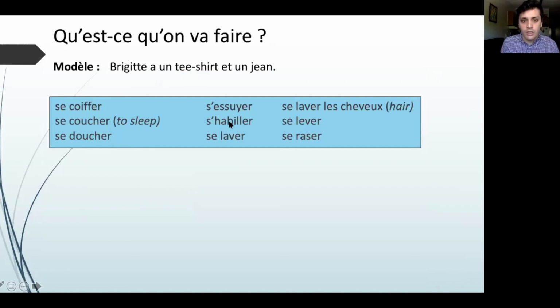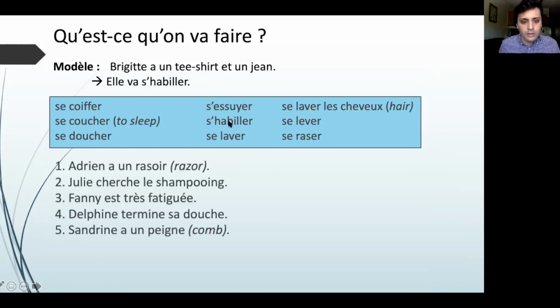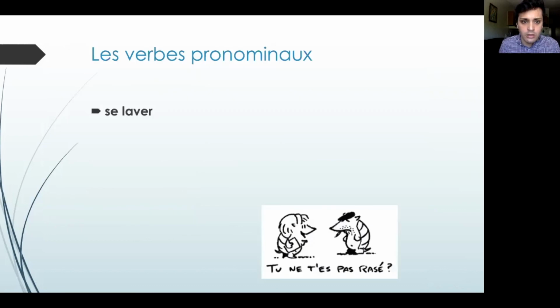So here, they're just expected to say the verb. Elle va s'habiller. They don't have to conjugate it. Just to get them thinking what they mean. Think about the focus of meaning here.